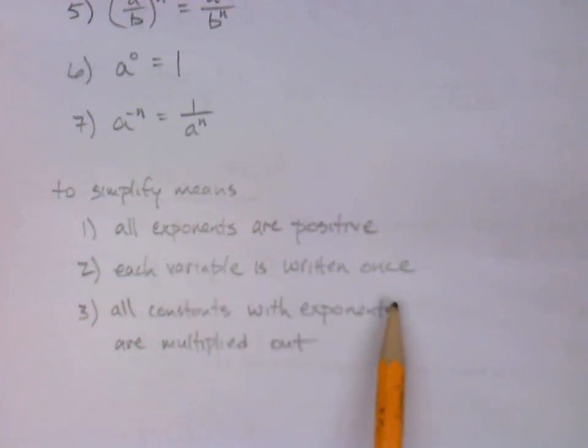Each variable is written once. So if at first x appears 2 or 3 times, we need to find a way to combine all of those into a single x raised to a power. In a lot of questions, there's more than one variable, so we have to combine all of each one. And finally, all constants with exponents are multiplied out. Like those first examples we were doing, 8 raised to the 1/3, we don't want to leave it that way. We want to figure out what 8 raised to the 1/3 is, and in that case, it's 2. So we'd want to simplify any numbers as well.